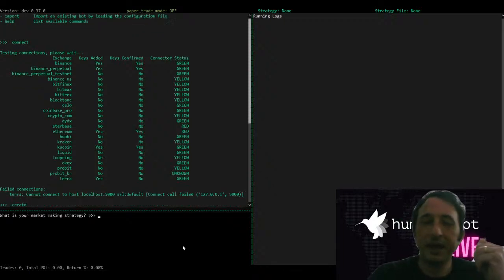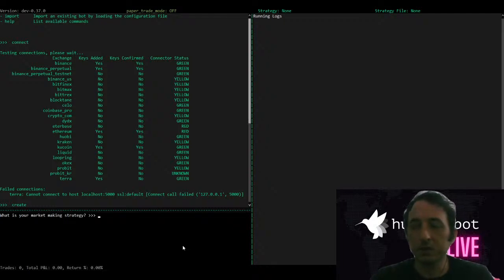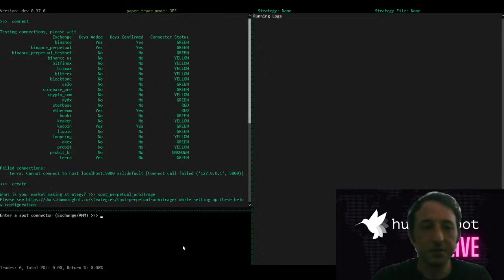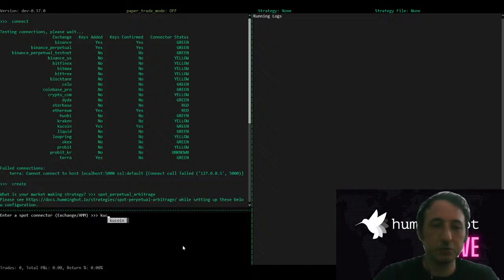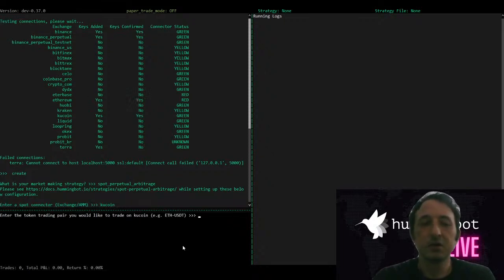So when I type create, I'll be asked what the strategy is going to be. We have the Spot-Perpetual Arbitrage, which is the name of this new strategy. First, you set up the spot connector. In this example, I'm going to use the Q coin. So you can see that it doesn't have to be the same exchange for both markets.